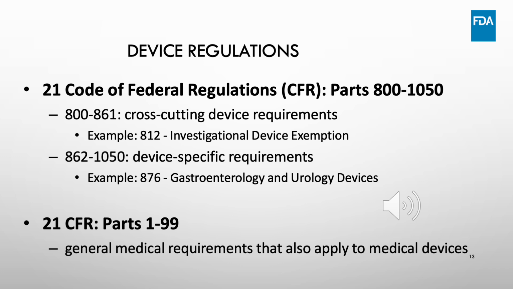The regulations that are specific to medical devices are found in 21 CFR Parts 800 to 1050. Parts 800 to 861 mostly address broad regulations that apply to most types of devices. Parts 862 to 1050 largely address device-specific requirements. For example, 21 CFR 812 addresses investigational device exemptions, a requirement that's applicable to all medical devices. 21 CFR 876 provides classification information and requirements specific to gastroenterology or urology.